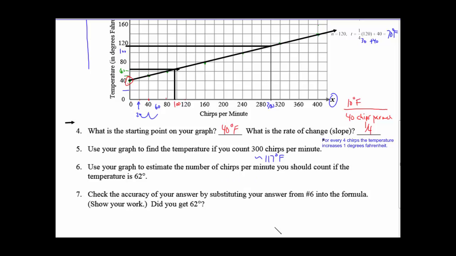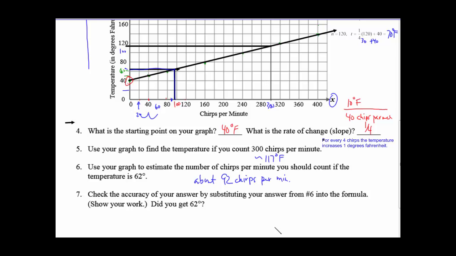Could be 92. So if we take our graph, look at about 62, go over till we reach the graph, go down. I'm guessing if this is about 90, let's go a little bit more, so we can say it's about 92 chirps per minute.